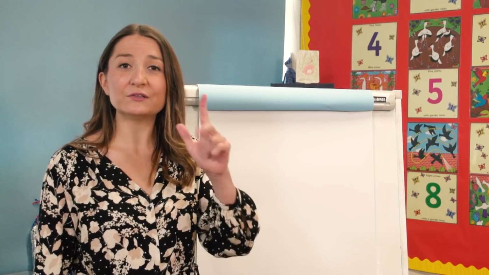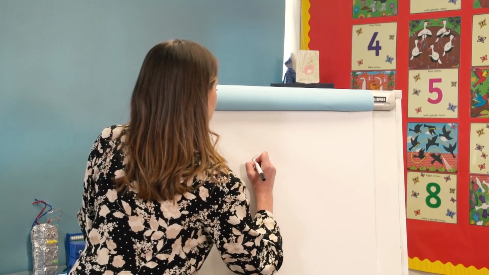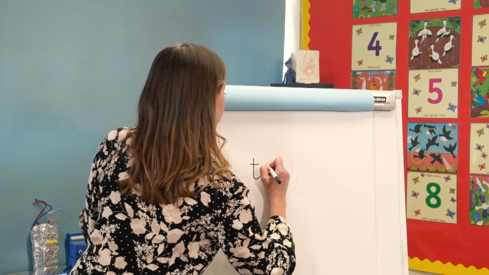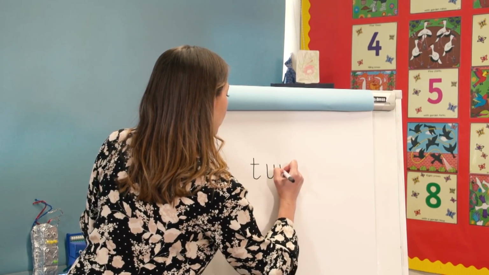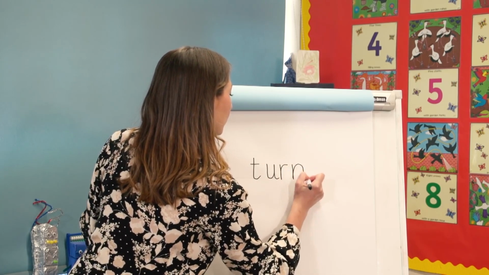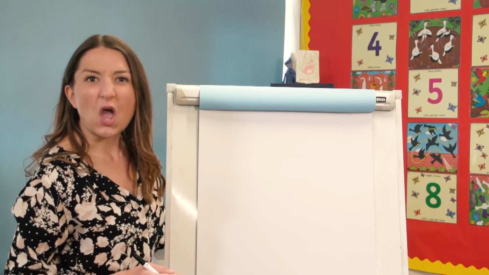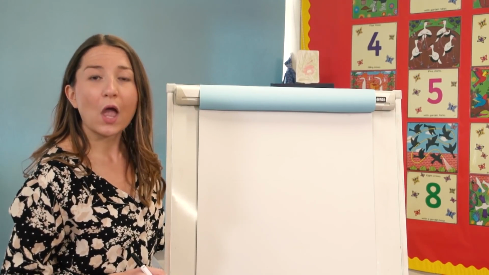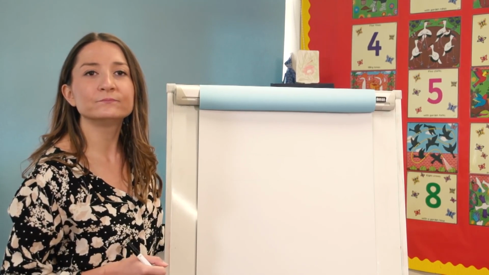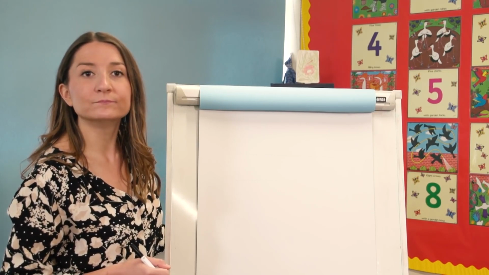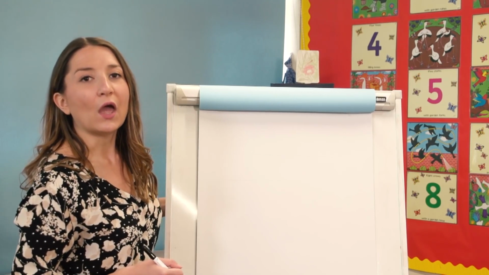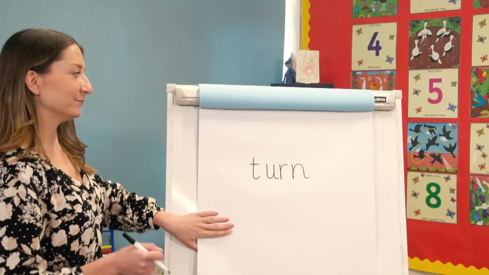Turn. Let's count how many sounds there are. T. That's three sounds. Watch me write turn. Now you have a go. Say the word. Say the sounds. Write them down. Don't forget the digraph. Okay, let's check our spelling. Did you get it right?